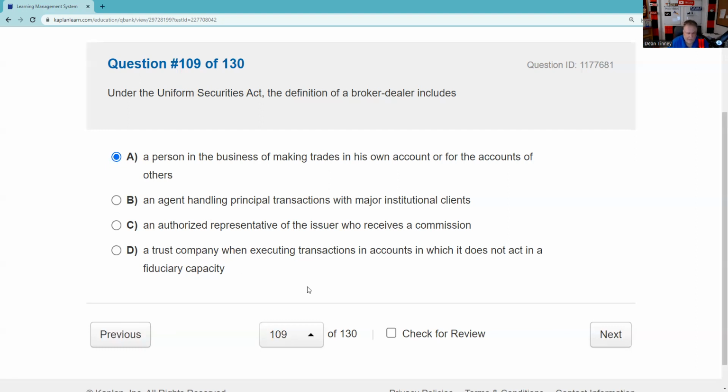An agent? Nope. You're the agent. That's not the broker-dealer. A representative? No. A trust company. Now, trust companies kind of look like broker-dealers, but they transact for no money. They don't charge commissions for transactions, markups, or markdowns. So trust companies, remember, are fiduciaries.